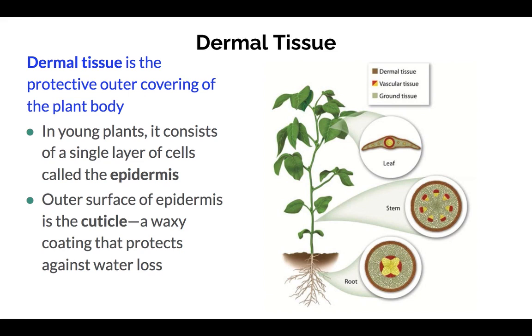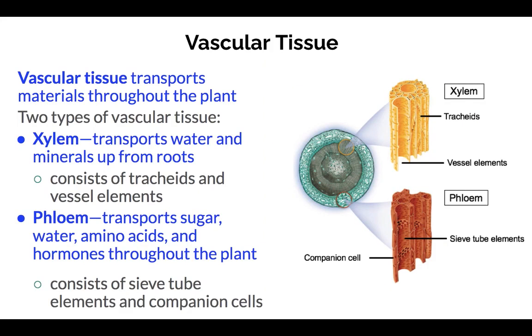In young plants, it consists of a single layer of cells called the epidermis, and there is an outer surface called a cuticle, and that is a waxy coating that protects against water loss. The next one is vascular tissue. So vascular tissue transports materials throughout the plant. There are two types, the xylem and the phloem.